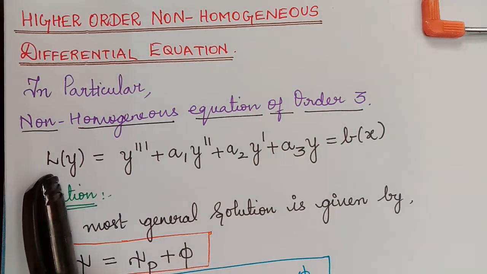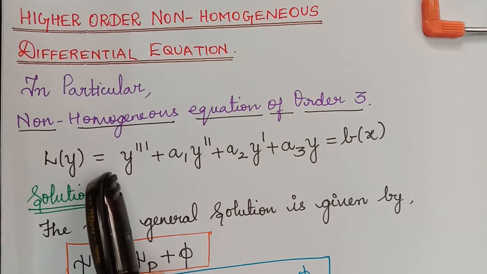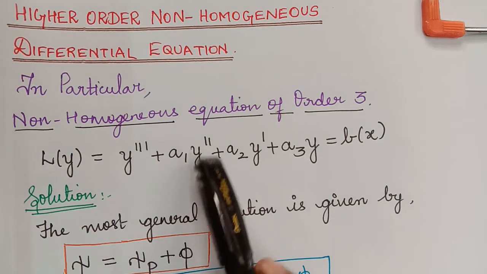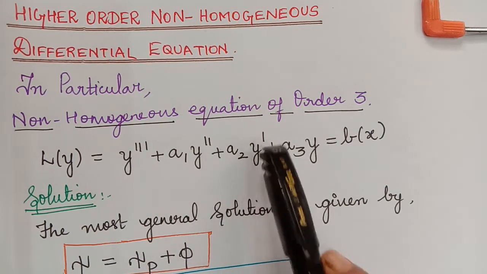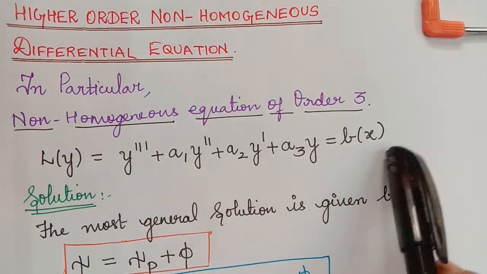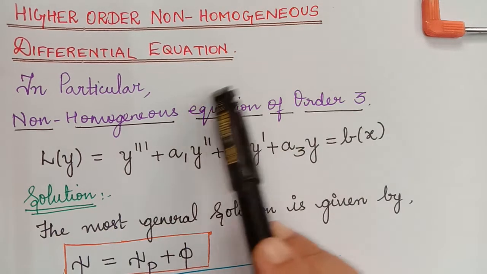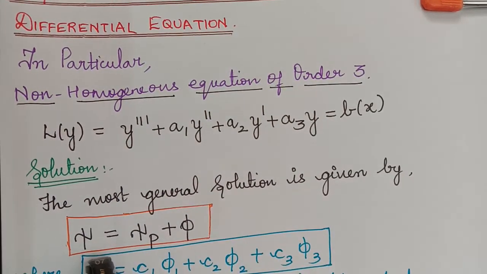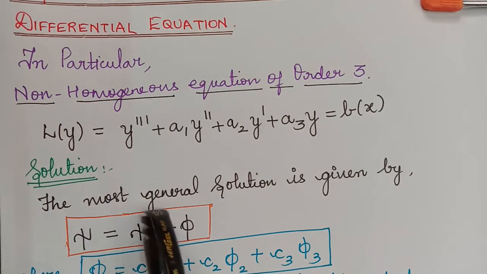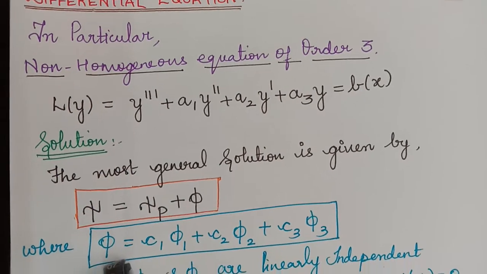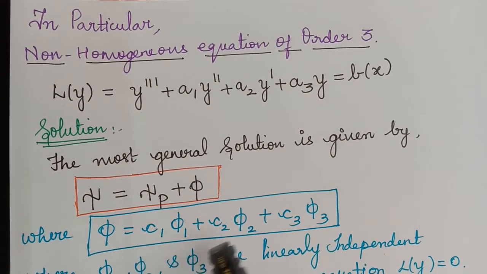That is, the equation L of y is equal to y triple dash plus a1 y double dash plus a2 y dash plus a3 y equal to b of x. Now because on the right hand side we have b of x, it is a non-homogeneous equation. The most general solution of this equation is given by xi equal to the particular solution xi p plus phi, where phi is given by C1 phi 1 plus C2 phi 2 plus C3 phi 3.